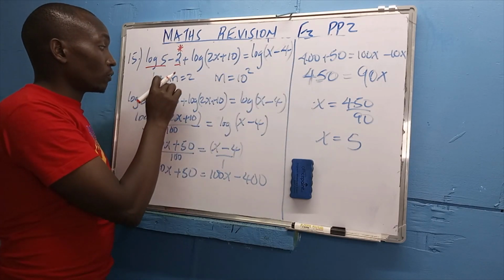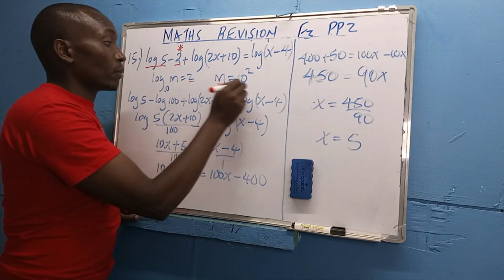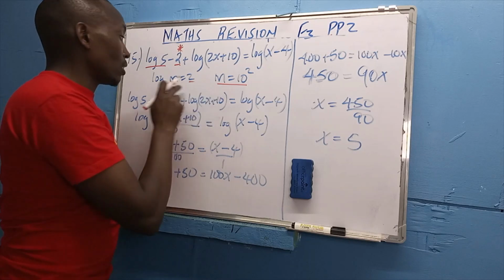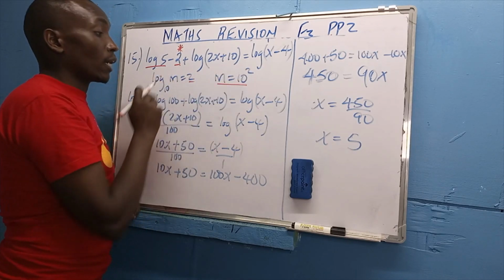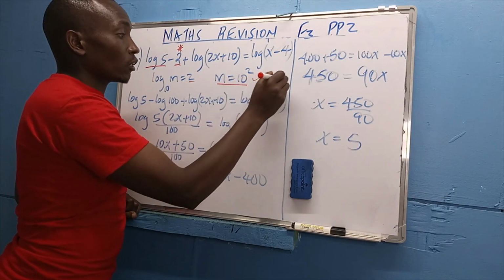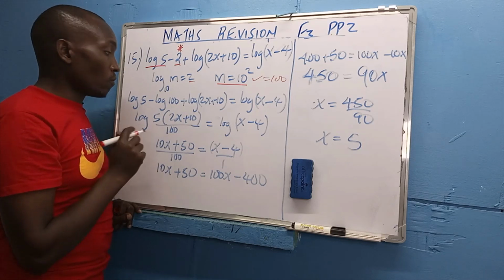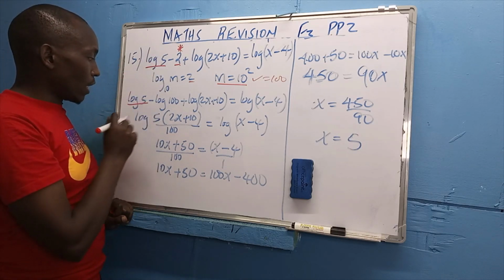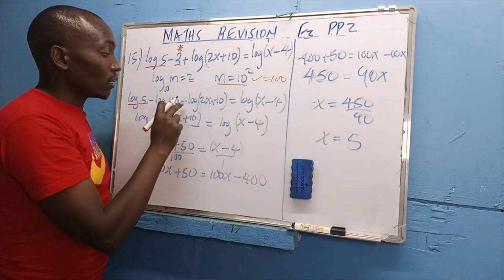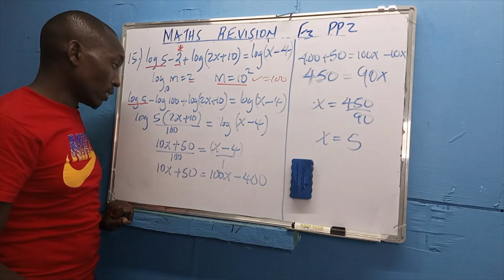So log to the base of 10 of a number that I don't know equals 2. If I change that to index notation, the base raised to the logarithm equals the number. So the number that I'm looking for is 100. So 2 is the same as log of 100. When I'm rewriting this, it should be log of 5 minus log of 100 plus log of 2x plus 10 equals the log of x minus 4.